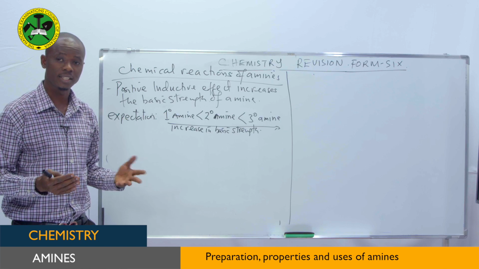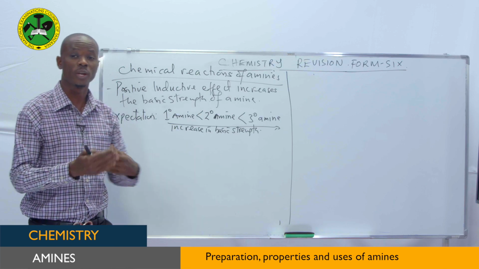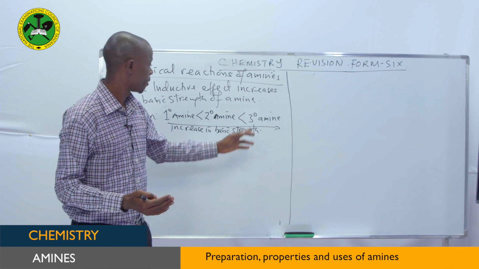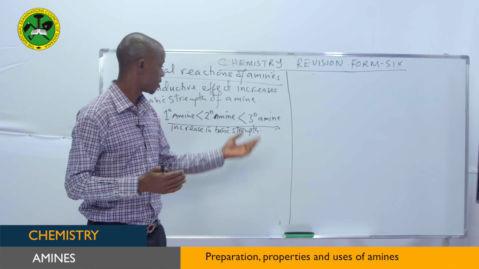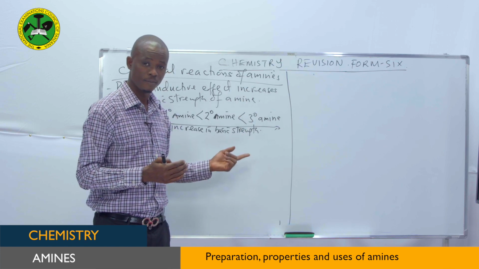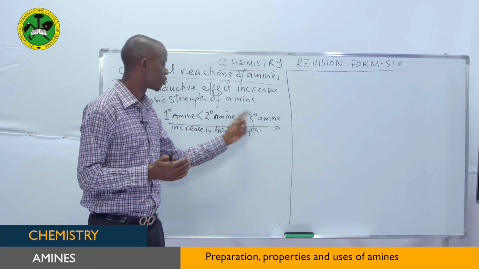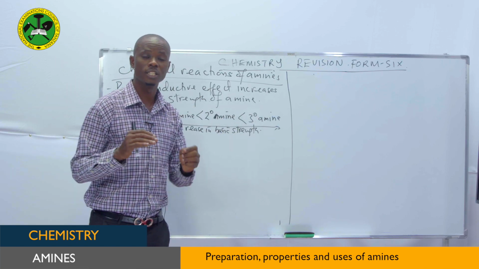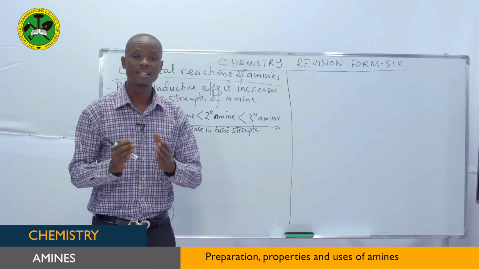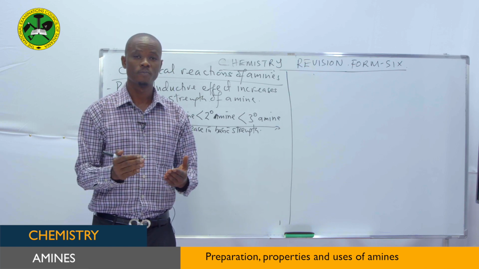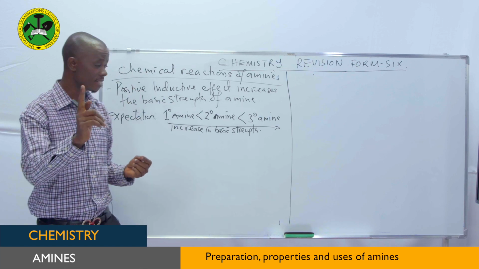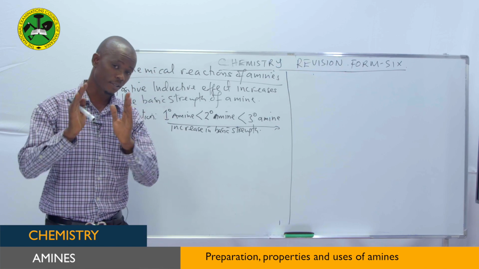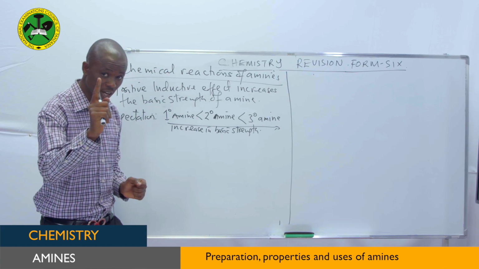But in fact, there is another factor that we have to look at. This factor is steric hindrance. Tertiary amine experiences steric hindrance for the Lewis acid to reach the nitrogen atom, because the nitrogen atom is overcrowded by the 3 alkyl groups. Therefore, if that is the case, we are expecting the tertiary amine to be the weakest base.